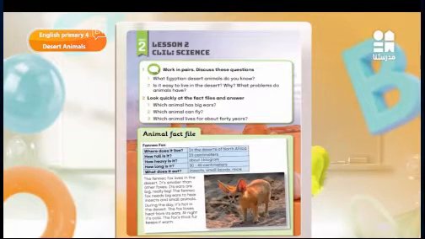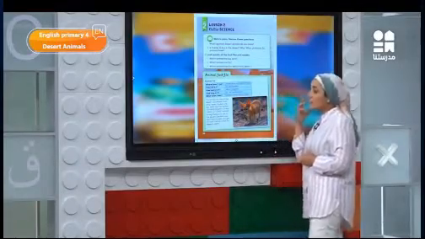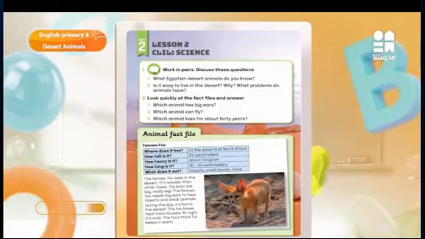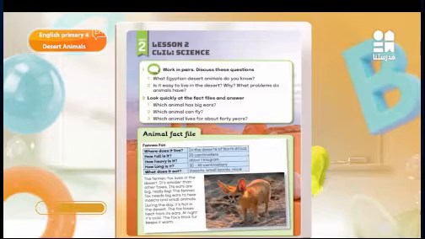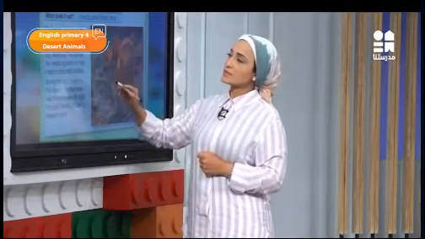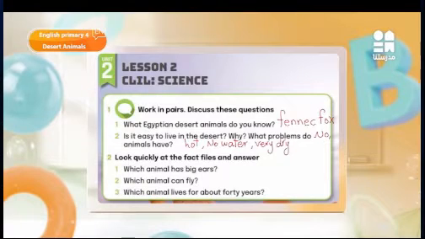this animal fact file about the fennec fox. Okay, look at this picture. This is the fennec fox. It's very cute, right? Okay, so I want you to read it carefully in order to understand some facts about this kind of animal. Okay, let's check some questions about the fennec fox. Okay, question number 2. Look at the fact files and answer.